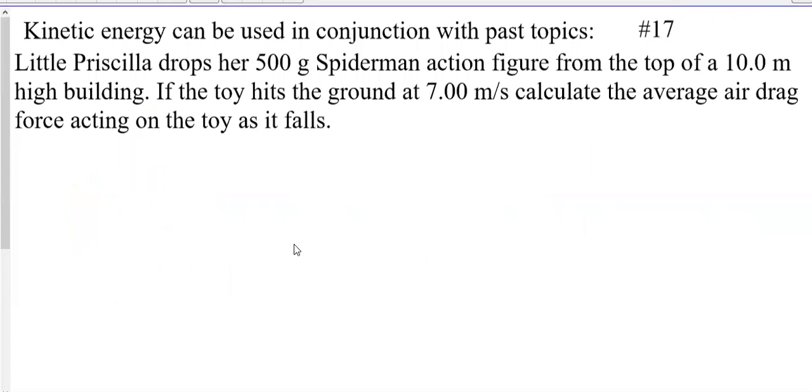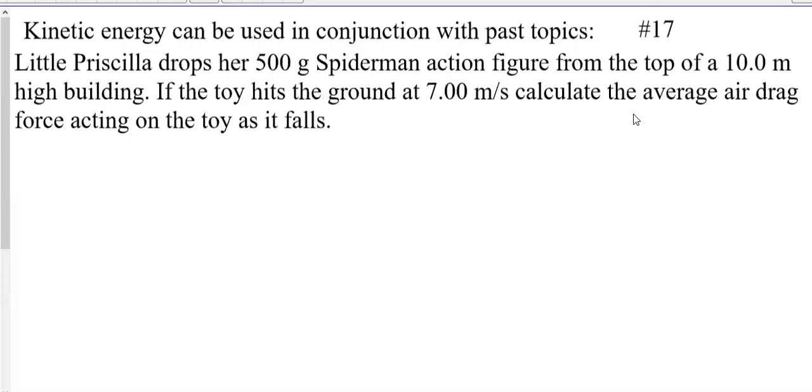If the toy hits the ground at 7 meters per second, calculate the average air drag force acting on the toy as it falls. So this is not a free fall problem. There is air drag. We're going to assume that air drag is constant. I know that's not actually the case, but you can deal with that another time when you start integrating calculus into your physics. For now, we're just going to assume it's a constant air drag force, even though the question did ask for the average, but we'll just pretend it's the constant force.